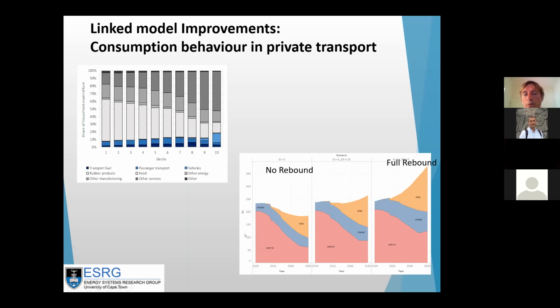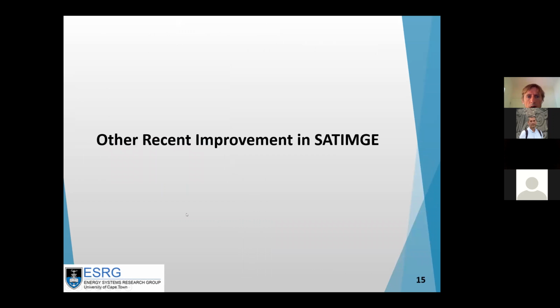If there's a fuel switch occurring in private transportation, we could model things like rebound. So if the households were to keep their original budget allocations to transport fuels, this is what it would look like. And if they actually reallocated the savings from switching to EVs to other goods, this is what the demand for passenger private transport energy would look like.